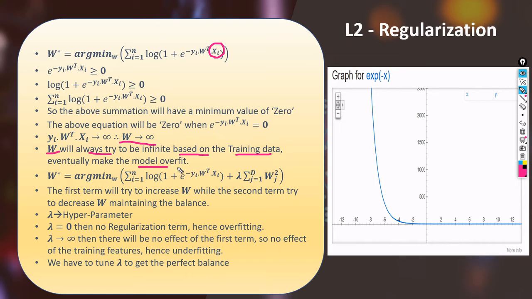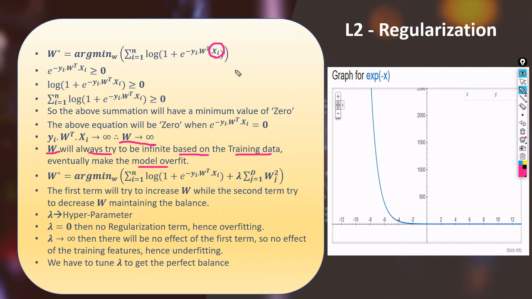And what do we know about overfitting? That in overfitting, the training error will be very minimum, but the test error, or the error when the model will see unknown data or future data, that error will be maximum.